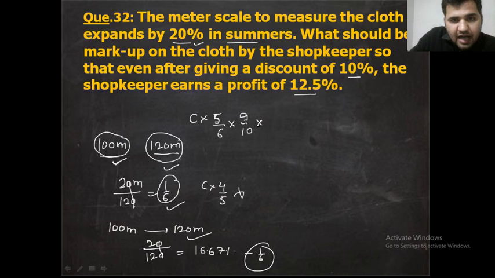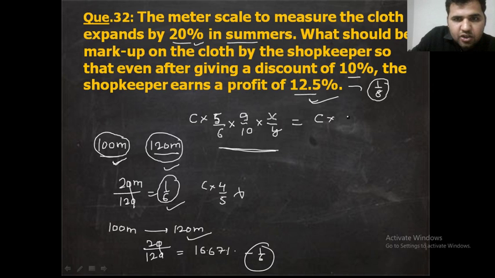Now, we are supposed to apply the markup in such a way that he gets a profit of 12.5%. So let's say the fraction for the markup price is x upon y. The final product of these three multiplying factors should give you a profit of 12.5%. 12.5% profit means profit of 1/8. That means this value should result into 9/8 of the cost price. 12.5% ka to tabhi profit hoga jab selling price 9/8 of cost price hoga, right?